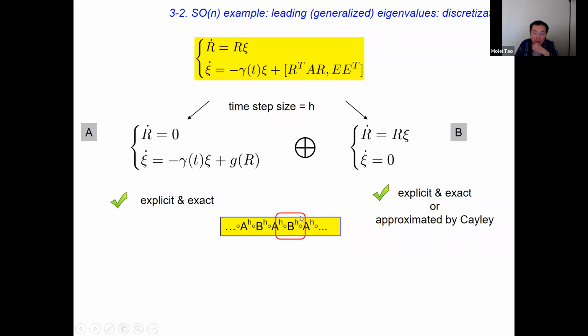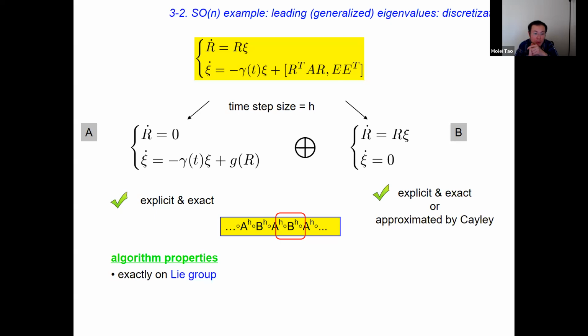I don't know why this red box gets misaligned, but basically, if you do H step of B and then H step of A, then you get one H step, one approximation of the H time flow of the original system. So this is guaranteed by operator splitting theorems, actually. And then, of course, you iterate. You keep on iterating more and more steps, and then you can get a good numerical integrator.